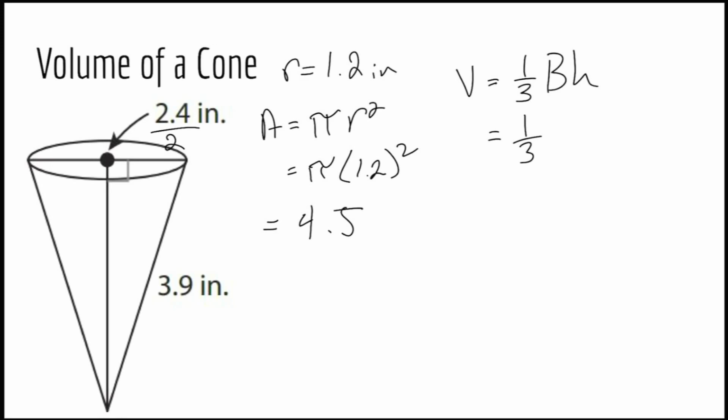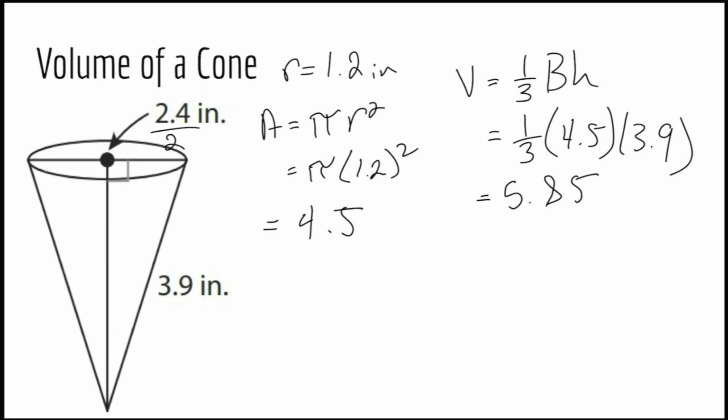I'm going to plug in my numbers. We just found out that the area of my circle is going to be 4.5, so I'm going to plug in 4.5 for my big B. My picture on the left shows us that our height is going to be 3.9, so I'm just going to plug in 3.9 for my height. Okay, sorry about that. Now we can just plug that into our calculator. We're going to get 4.5 times 3.9 divided by 3, and that's going to be 5.85 inches cubed.